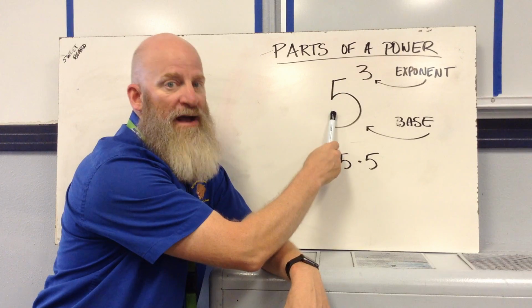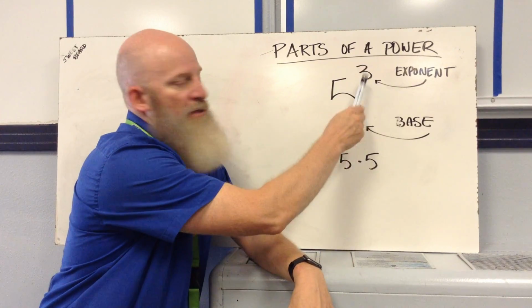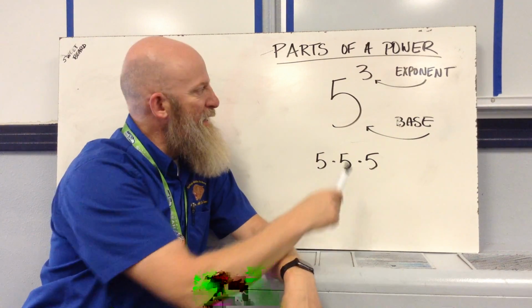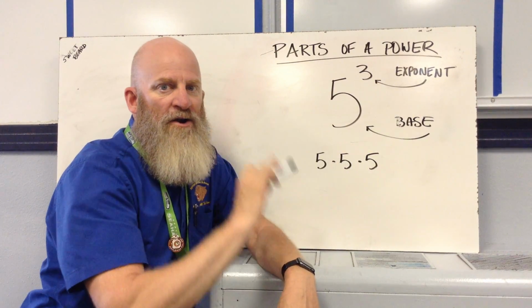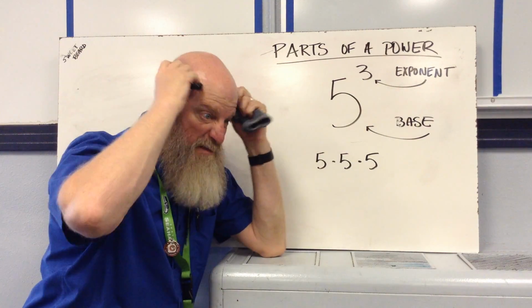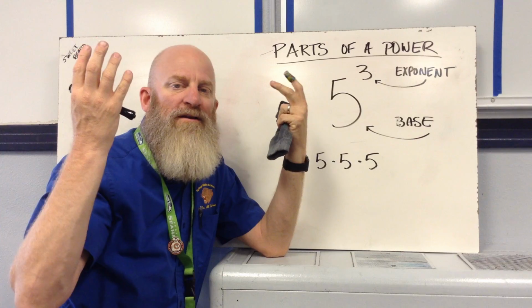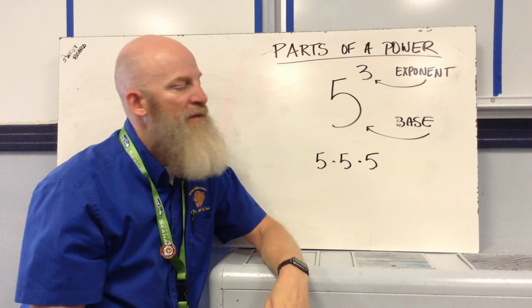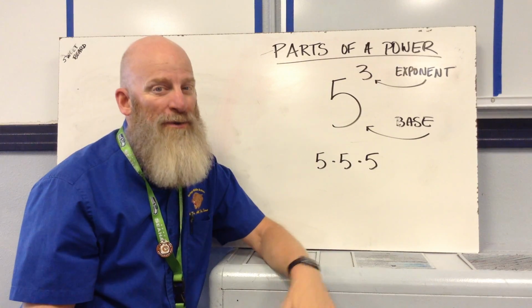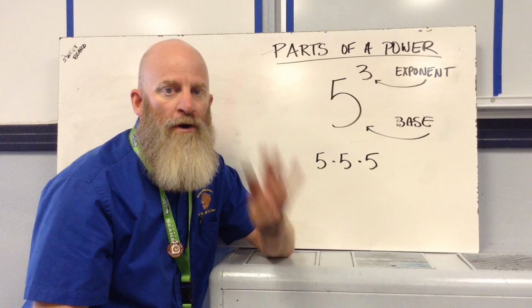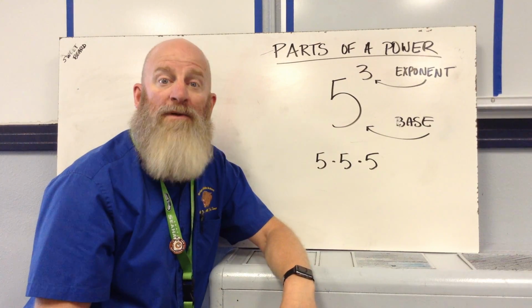So in this case, 5 is our base, 3 times: 5, 5, 5. The most common mistake is kids that get in a hurry, they'll go 5 to the third and they'll say 15. That makes me want to scream and pull my hair out. You can see that I've had quite a few kids say 5 to the third is 15. It's not, it's 125. But those are the parts of a power. So now we're going to go into the four properties of exponents.